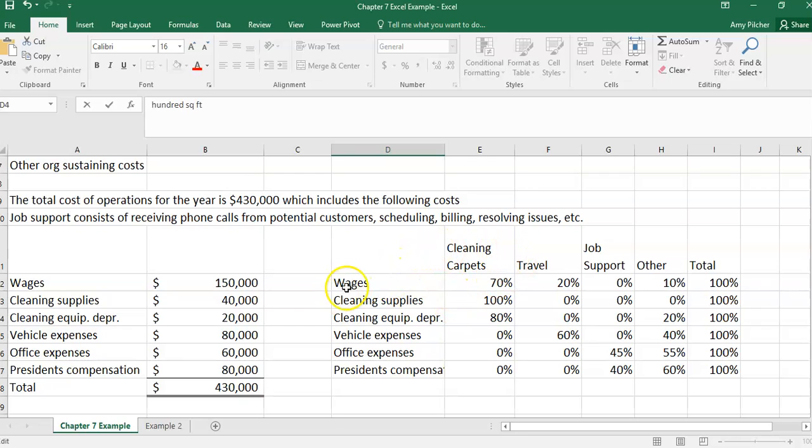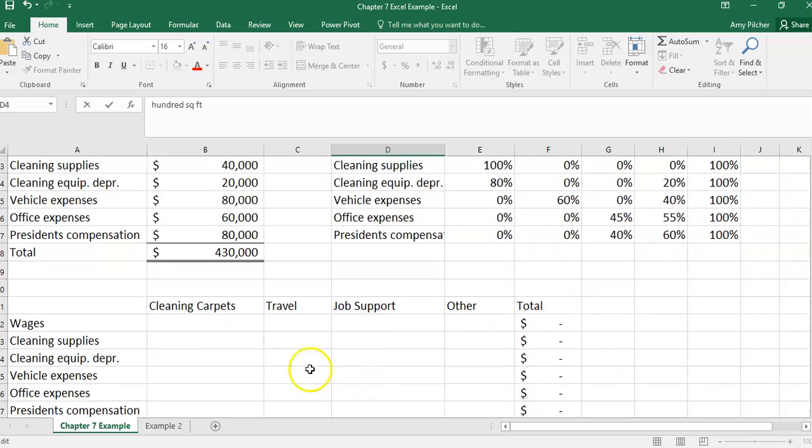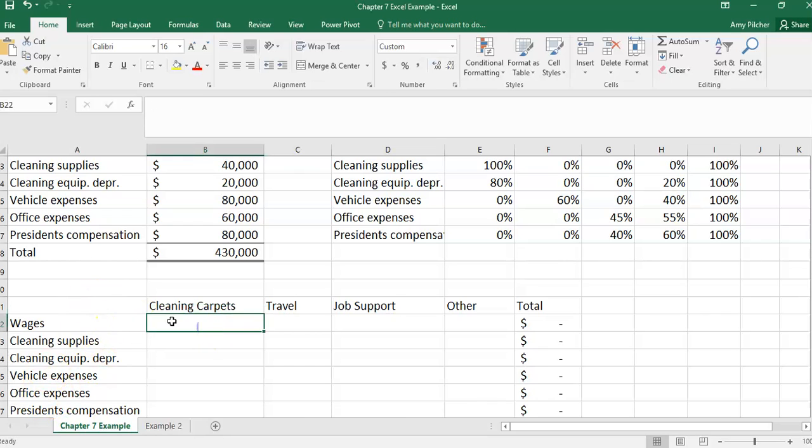Now we look at what our cost breakdowns are and what our 4 activities are and what percentage each part of that cost gets attributed to each activity. In order to create how much cost goes into cleaning carpets, we need to take each amount of cost times the percentages in cleaning carpets and do the same for travel, job support, and other. So we have a chart down here to do that, turn that into cost.